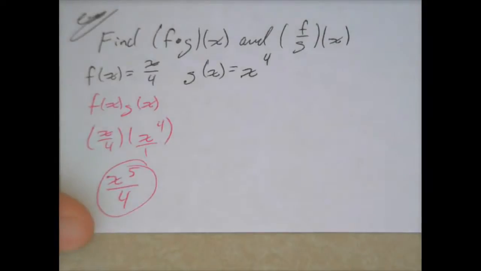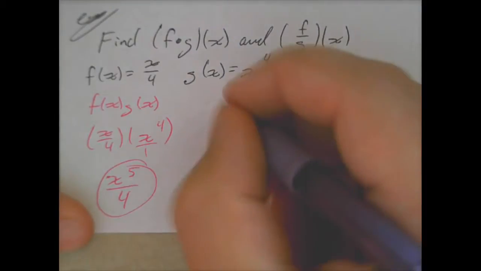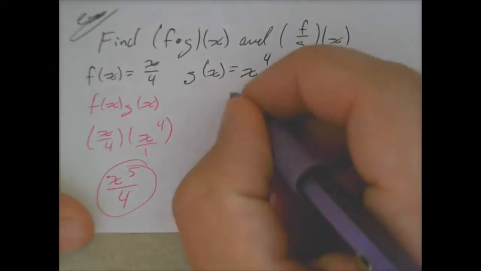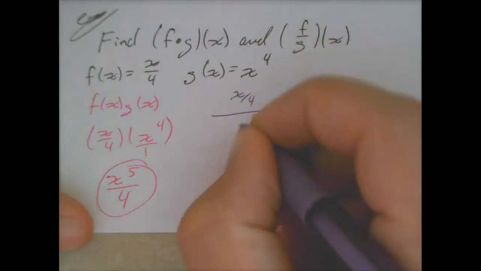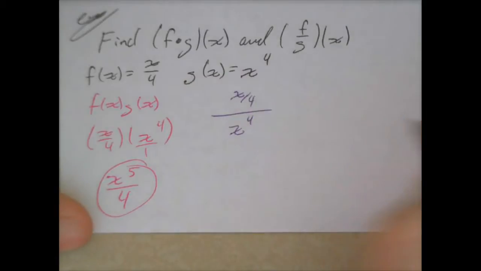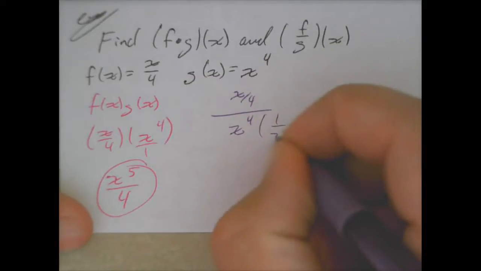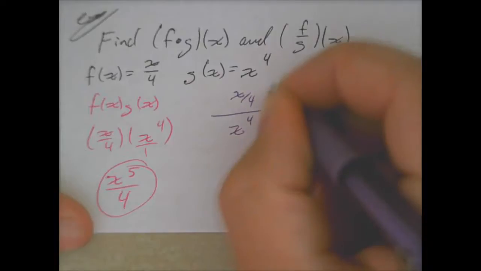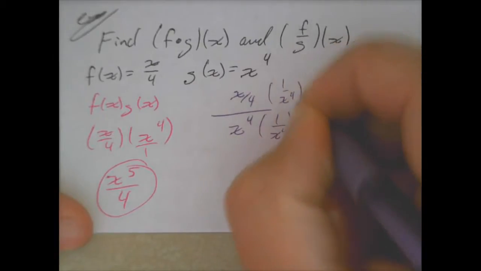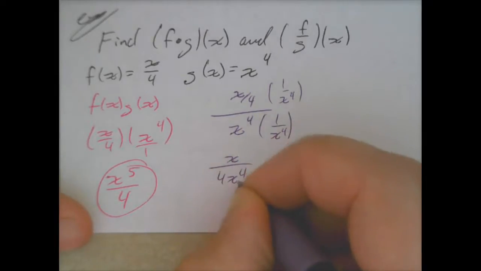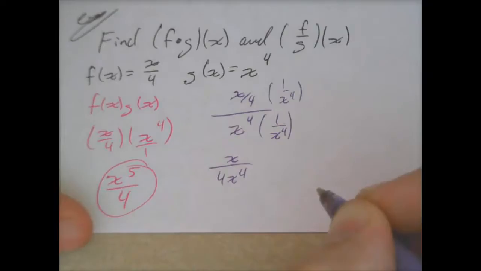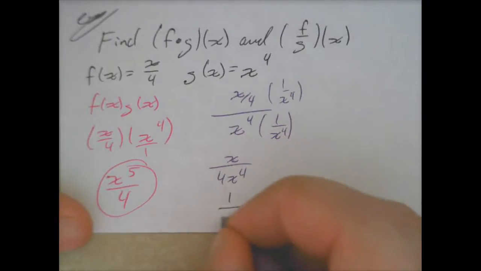There's that part. Okay, with our division one, we would have f of x over g of x. So I would have x over 4 divided by x to the 4th, multiplied by the reciprocal, so 1 over x to the 4th. So I will have x over 4x to the 4th, which I have 1 on top, 4 on bottom, so that will simplify to 1 over 4x cubed.